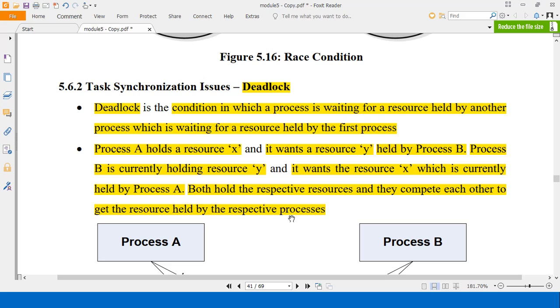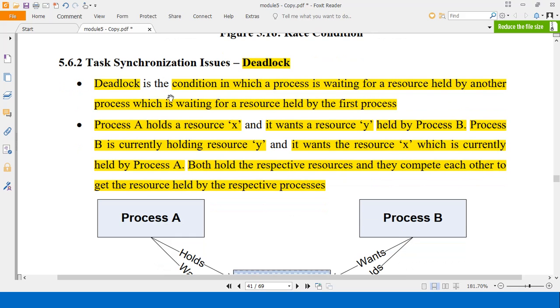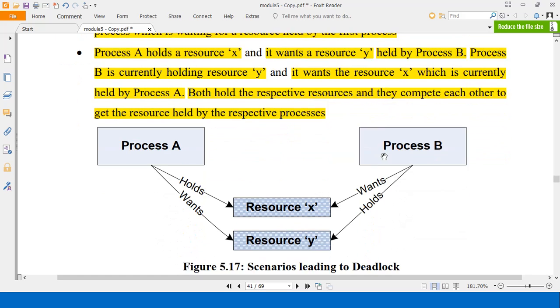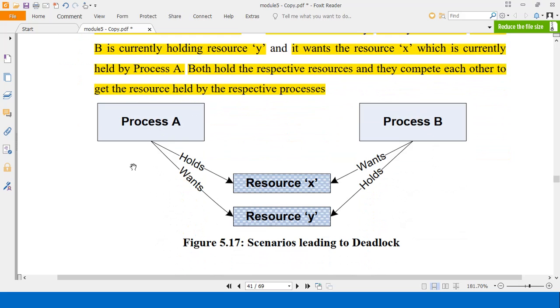This issue is known as deadlock. So what is a deadlock? It is a condition in which a process is waiting for a resource held by another process, which is waiting for a resource held by the first process. A simple example here.